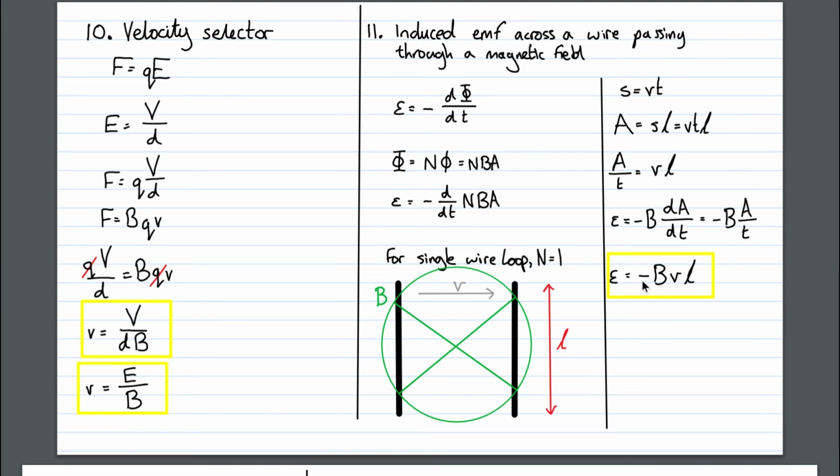Now the minus is somewhat optional. The minus is there because of Lenz's law, and you might be asked to derive this without the minus, or the minus might be in brackets. It doesn't really matter about the minus. That just gives you information about the polarity of the EMF on these wires. It's not too important, actually. You can work out the polarity by just considering induction at a later point. But there we go, BvL, and that's how you derive it.